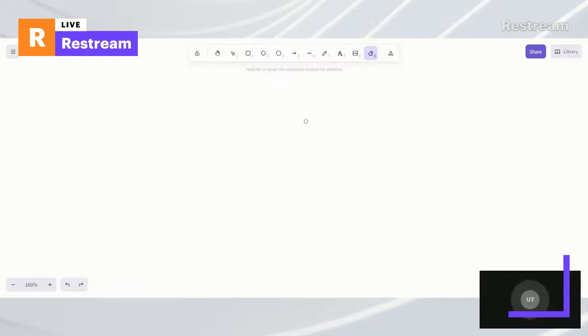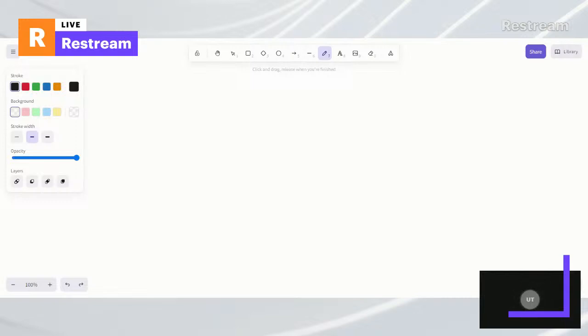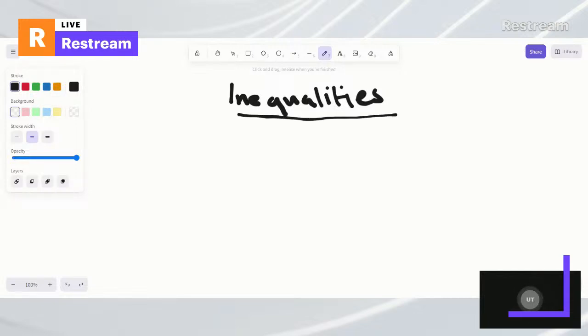Now we're going to see the term inequalities. So how do we solve inequalities? What are inequalities? In the case of inequalities, you might see some symbols, and I'm going to tell you exactly what they mean.